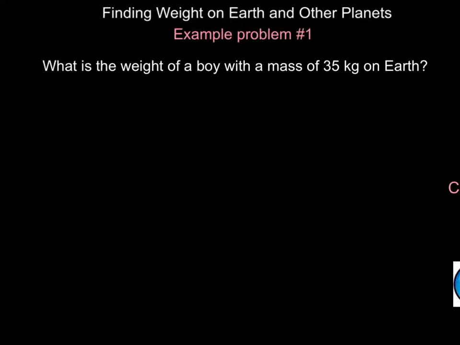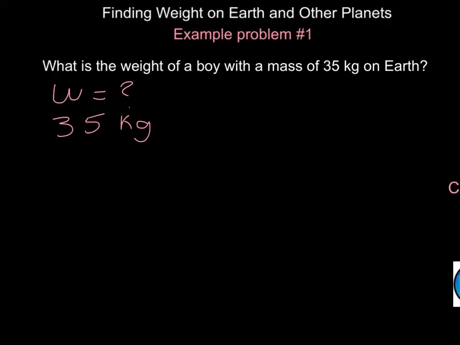So our example problem here is, what is the weight of a boy with a mass of 35 kilograms on Earth? So let's go ahead and solve this problem. First off, the problem is asking us for the weight. We're going to collect our numbers. In this case, we only have one number, and that is equal to 35 kilograms.